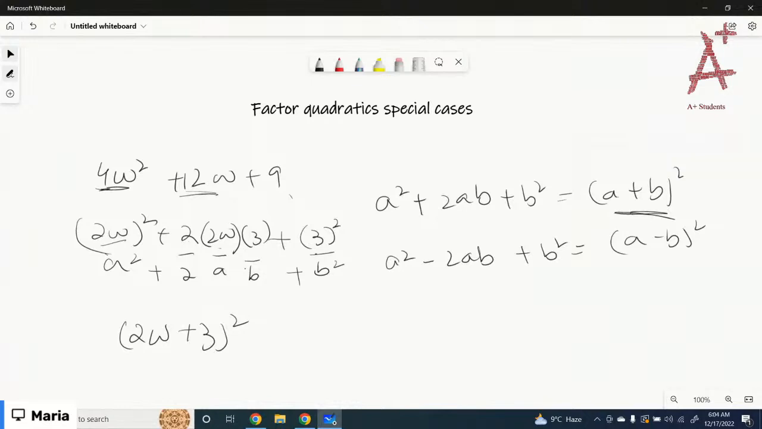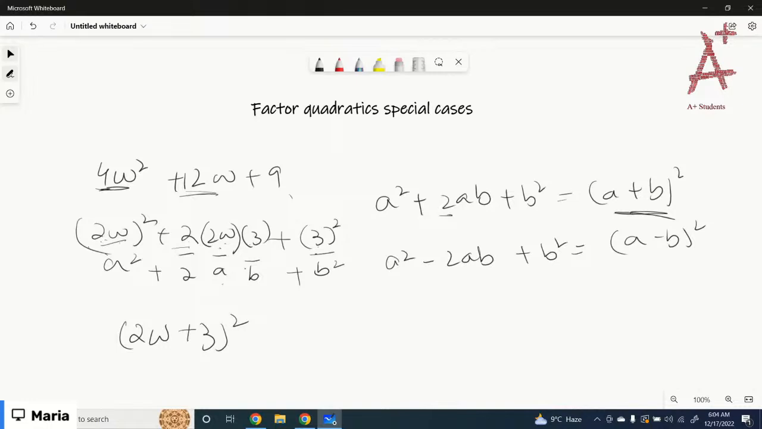Let me explain again. Just listen to me carefully. Here you have 4w square. 4w square is the square of 2w. Here you have 9. 9 is the square of 3. Got it? Here you have 12w. 12w means 2 times a times b. A is 2w, and 2 is from the formula. Then a is 2w and b is 3. So when you multiply them, 3 times 2 is 6 and 6 times 2 is 12.